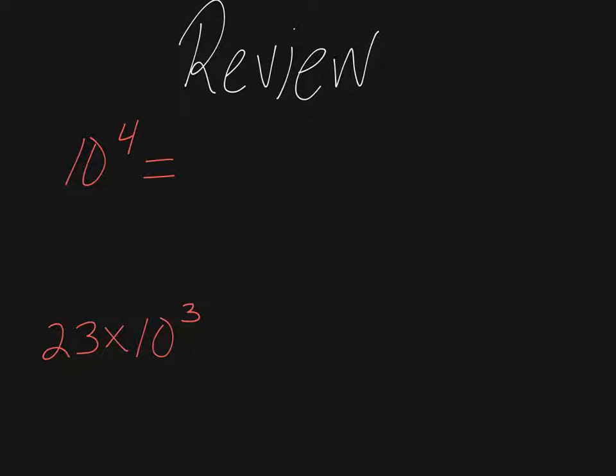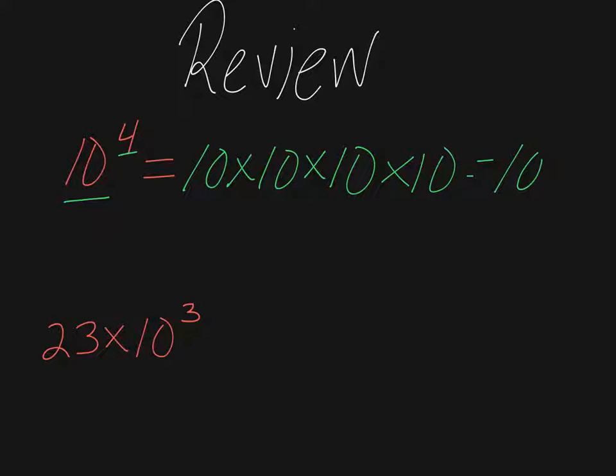Before we end this session, let's go back and do a little bit of a review. First, let's start with just a power of 10. Again, the 4 is our exponent and 10 is our base. Now 10 to the 4th power means that we are going to multiply 4 10s together, which gives us a 1 with 4 zeros.